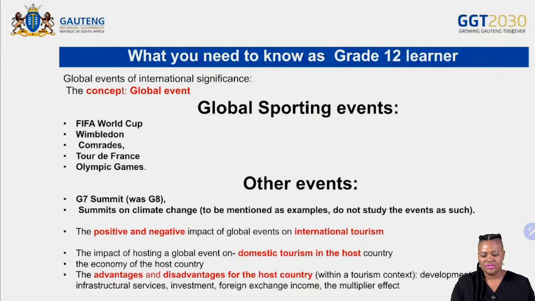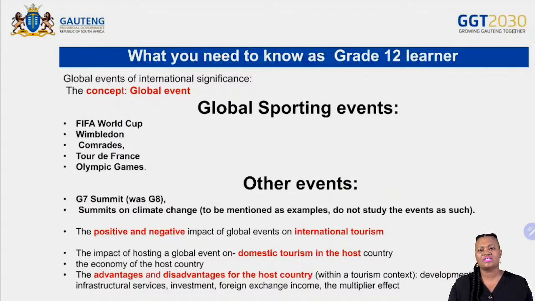And then what you need to know as a grade 12 learner about global events. Global events, you need to know the concept. You need to know the different global sporting events: FIFA World Cup, Wimbledon, Comrades, Tour de France, and Olympic Games. And then you also need to be aware of other global events such as the G7 summit, which was known as the G8, as well as summits on climate change. These need to be mentioned as examples.